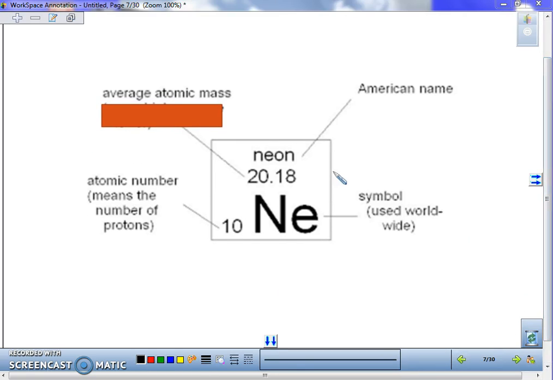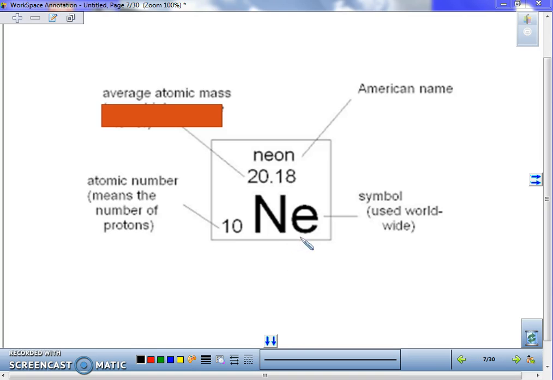So whenever you look at a square on the periodic table, you do find some useful information. You find the atomic number, that is a whole number, and that gives you the number of protons. You find the average atomic mass, remember that is a weighted mass of all of the isotopes of that element. And you also have the symbol, which is used worldwide. So it doesn't matter what country you're in, what language they're speaking, the symbols are going to be the same on the periodic table.